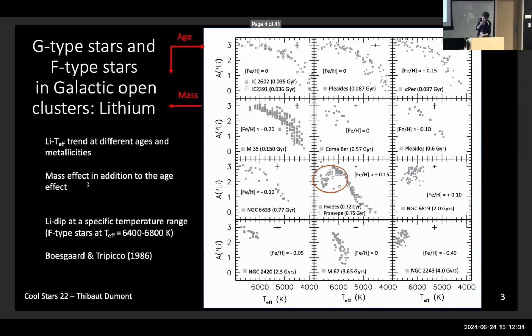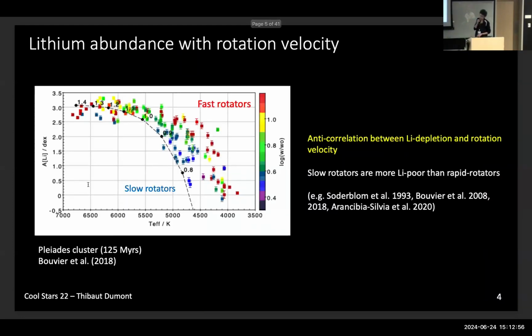But of course, we have as well some peculiar thing with the so-called lithium dip that appears for the Hyades and Praesepe, where it doesn't respect this trend between lithium and the mass, and where basically we have strong lithium depletion, which is not similar to the rest. But the second thing, as was already said, is that we observe an anti-correlation between lithium depletion and rotation velocity.